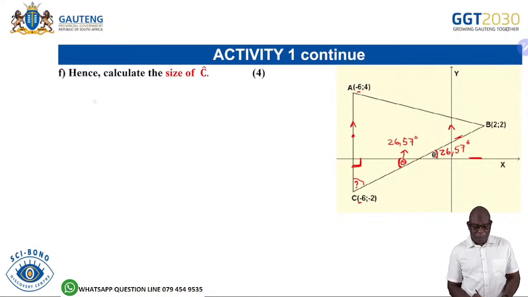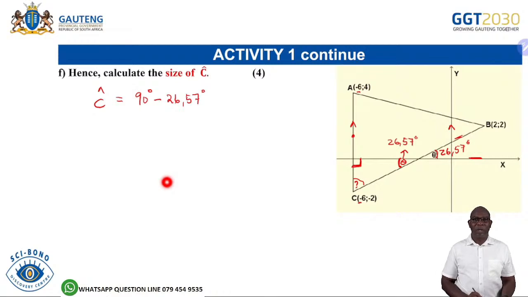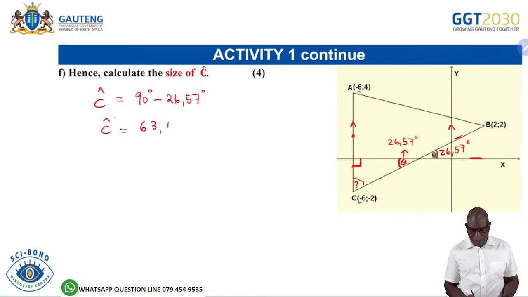So my angle C is going to be 90 degrees minus 26.57. Easy. So can you see I did not use the formula tan theta equals the gradient. Now angle C will be equal to, if I subtract this, I get 63.43 degrees. So this angle here will now be 63.43.